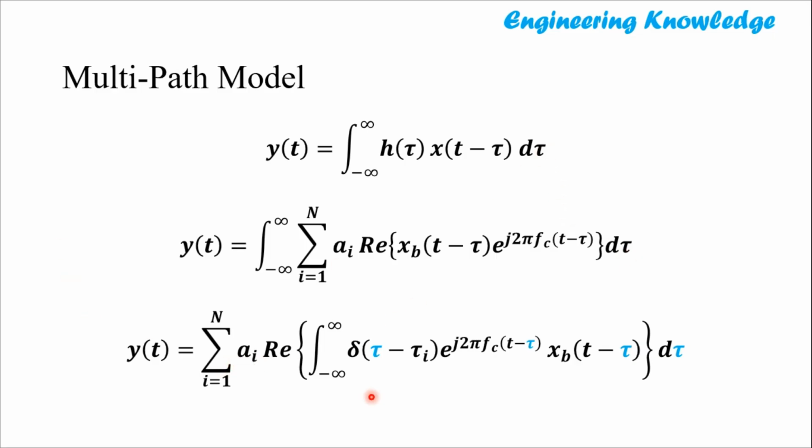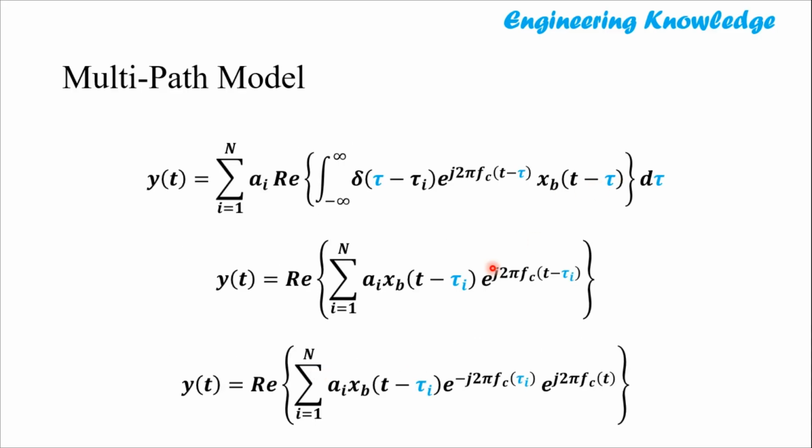out also. So basically, we have to solve this: x_b of t minus tau, e raised to the power j 2 pi fc (t minus tau), delta of (tau minus tau_i), d tau. You can understand this is the delta signal. There is no integration as such. Integration is nothing else but calculating the area under the curve. So here there is no area. It's basically operating at tau equal to tau_i. We can substitute tau equal to tau_i in the complete expression, and that will yield the output y(t).